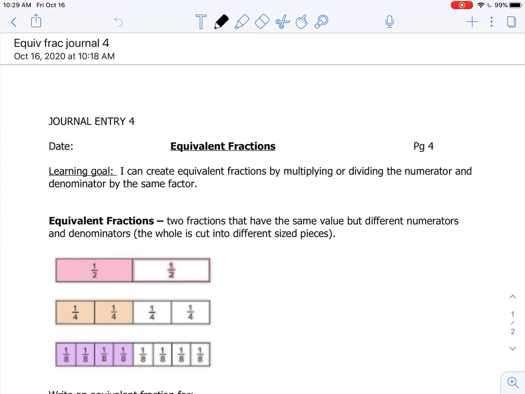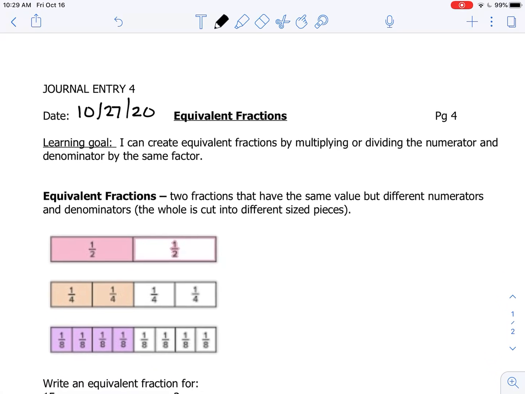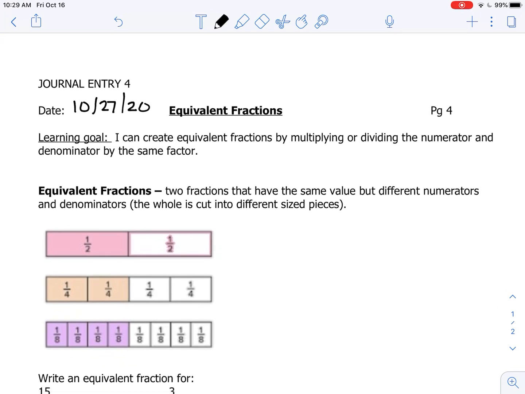Today we're going to go through journal entry number 4, equivalent fractions. So on the top of your page, I'm going to ask you to put the date, the title equivalent fractions, and page number 4. Today's date should be the 27th. That's my plan for giving you the journal entry on that date. If it is a different date, just put the different date at the top of the page.